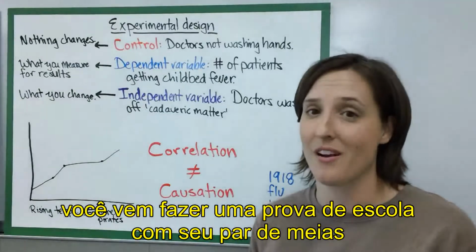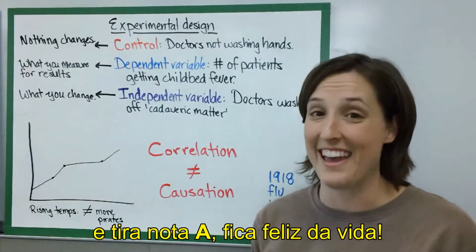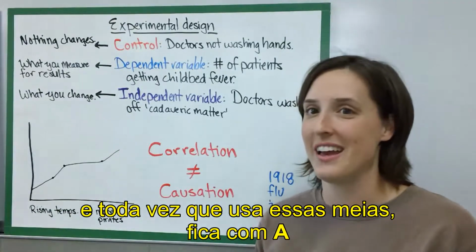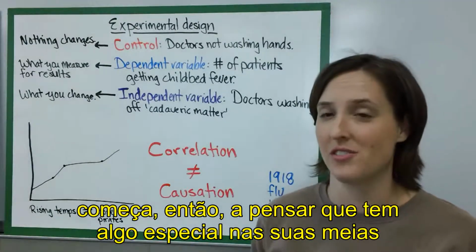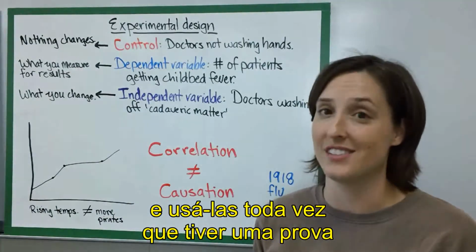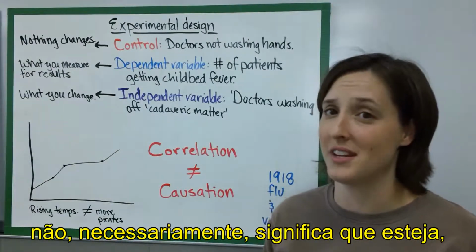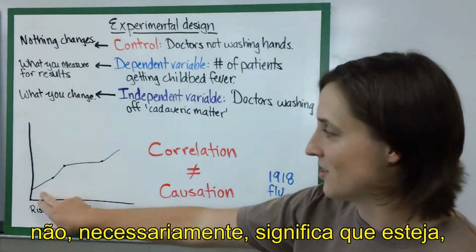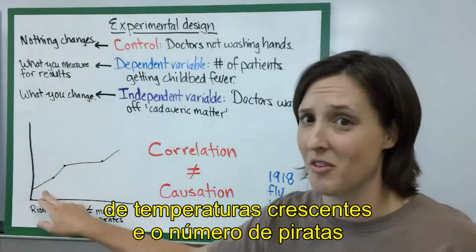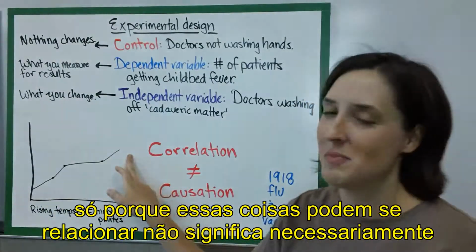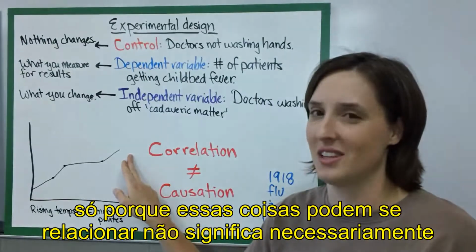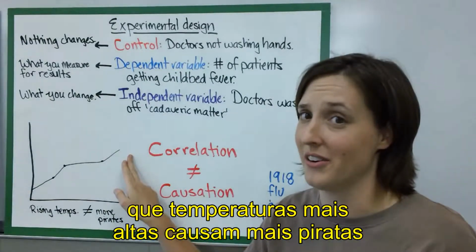Like you wear your lucky pair of socks to a test and you get an A, and every time you wear them after that you get an A, right? You might start to think there's something special about your socks and you might wear them anytime you have a test. But just because something seems to connect doesn't necessarily mean that it does. Like for instance, here's a graph of rising temperatures and the number of pirates, okay? Just because those things can relate doesn't necessarily mean that higher temperatures causes more pirates.